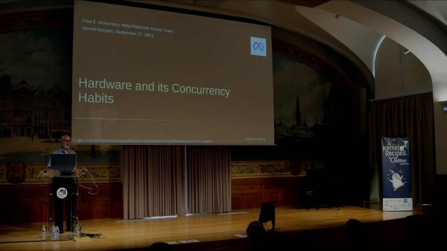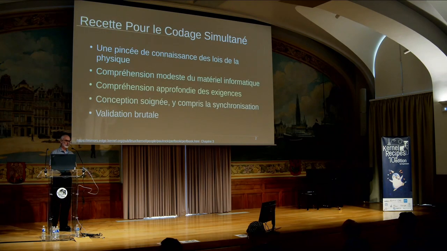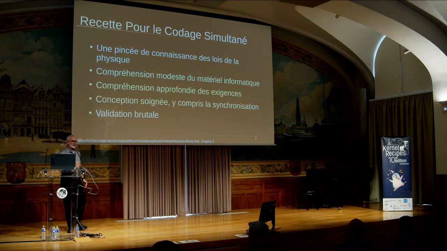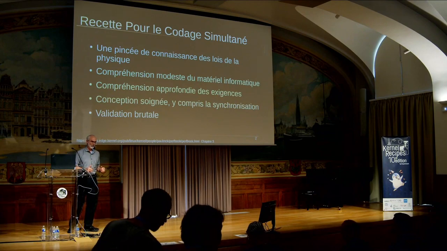I'm Paul McKenney. I'm going to talk a little bit about some low-level concurrency. But first, since this is Kernel Recipes, I have a recipe for concurrent programming. You need a little bit of the laws of physics. You need to know a little bit more about the hardware you're running on. You need, unfortunately, this is the hard part, you need to really well understand your requirements.